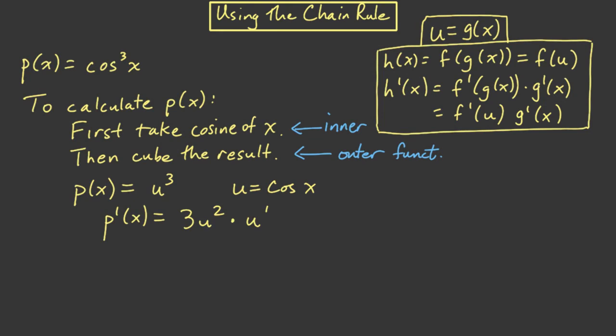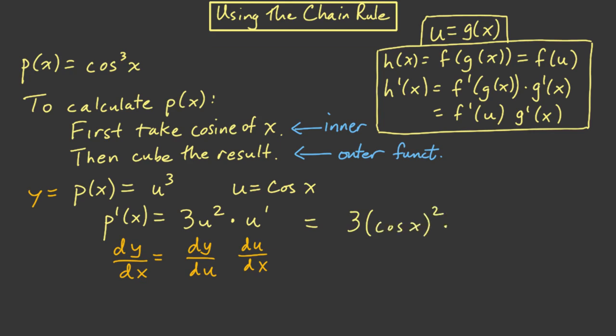In Leibniz notation, the u prime is du dx. And if we set y to be equal to this p of x, then the 3u squared is dy du, and the overall derivative that we're going for is dy dx, and that's our chain rule in the Leibniz form. Okay, well, now we can put everything in terms of our original variable x. So 3u squared is just 3 times cosine x squared. And the derivative of u, well, that's the derivative of cosine x, and that's going to be minus sine x. And so that's our answer. We're done.